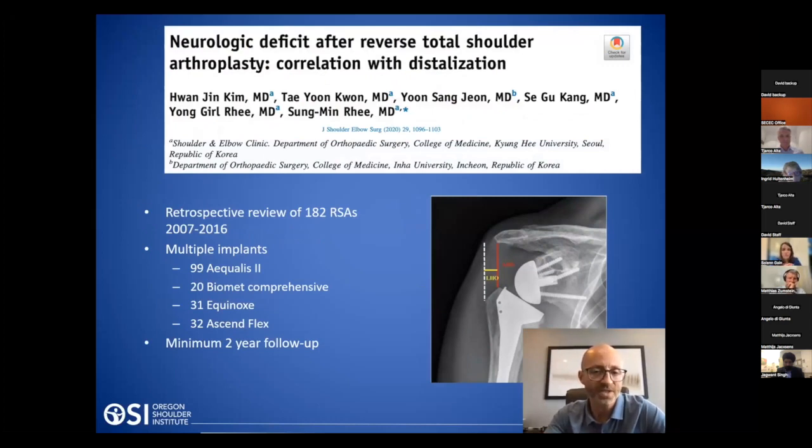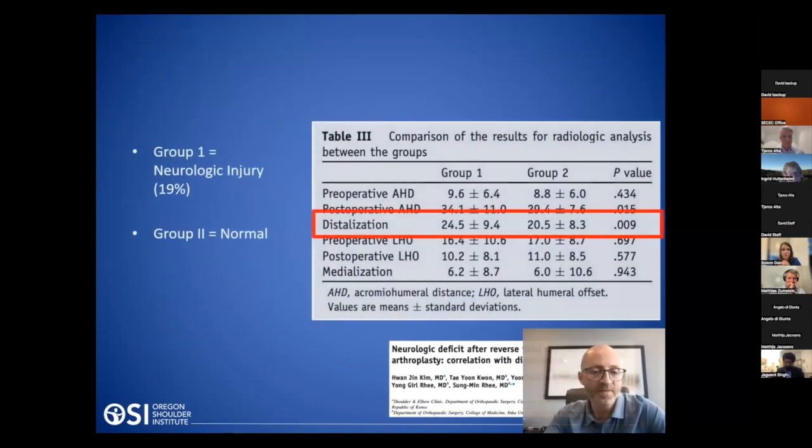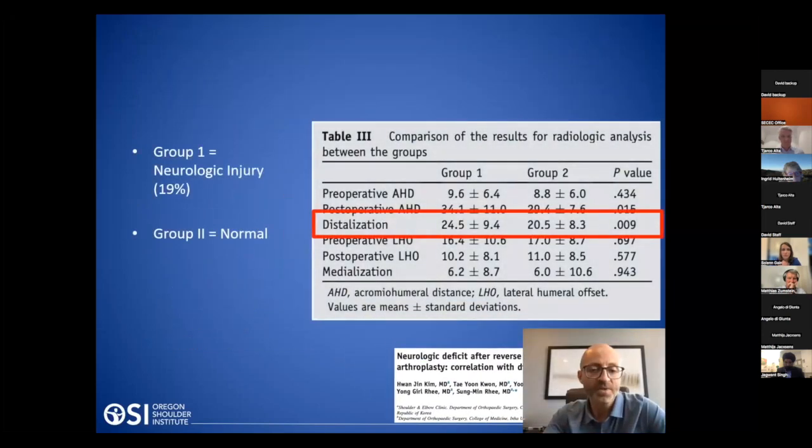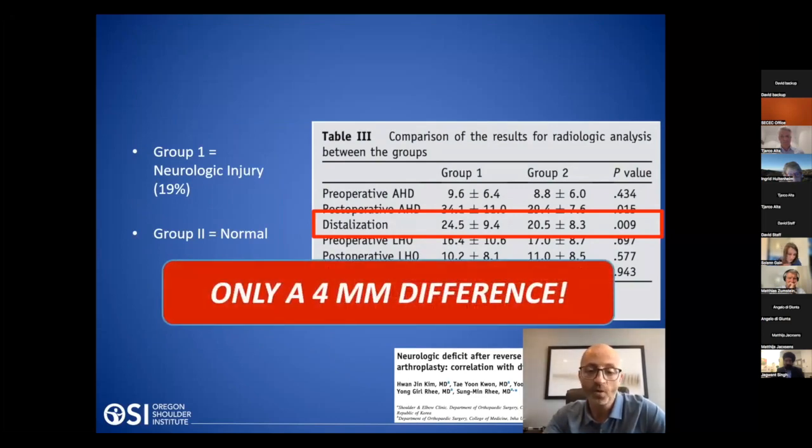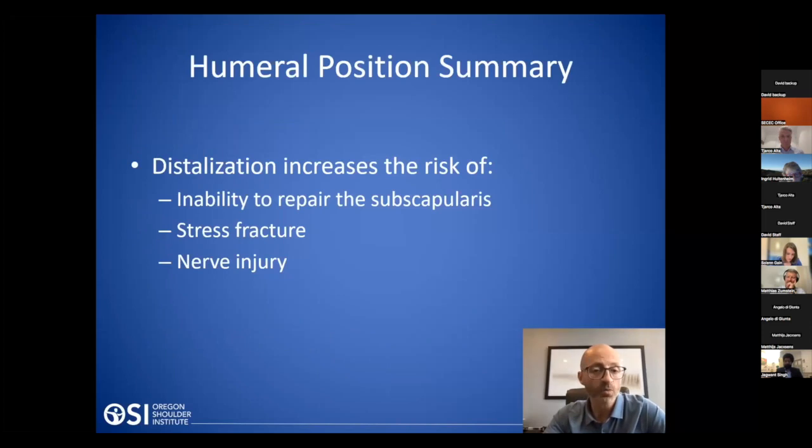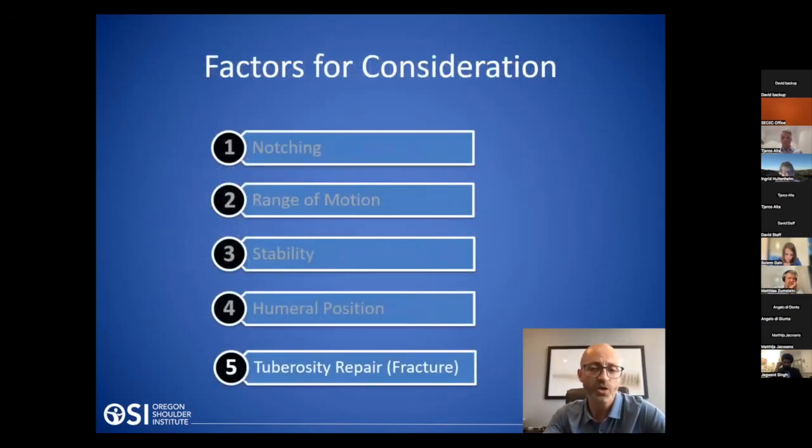This study out of Korea found acromial distance was increased in the neurologically injured patients. And again, it was only a 4 millimeter difference. So the humeral position summary is that distalization increases the risk of inability to repair the subscapularis, stress fracture, and nerve injury. Finally, let's move on to tuberosity repair in the fracture setting.